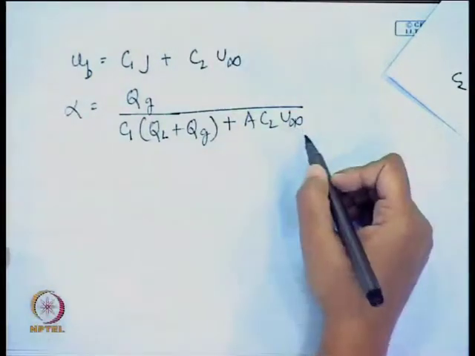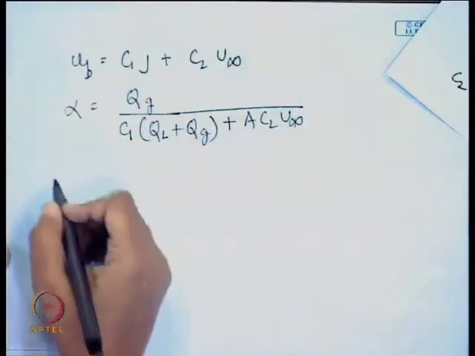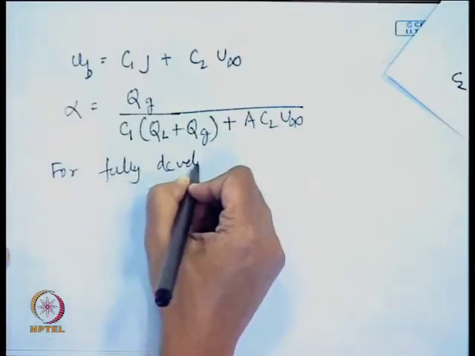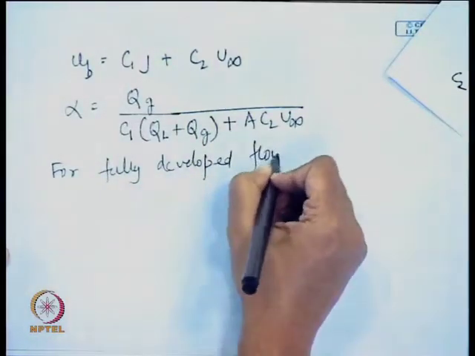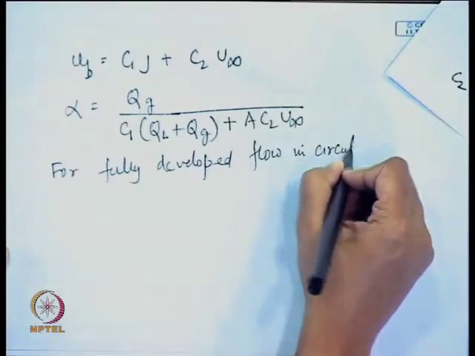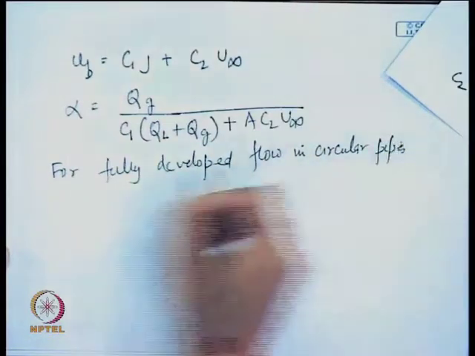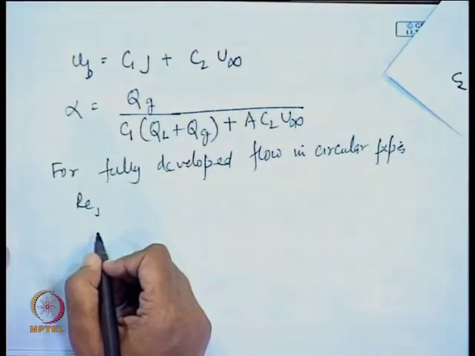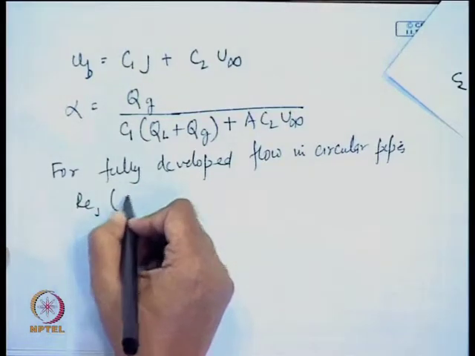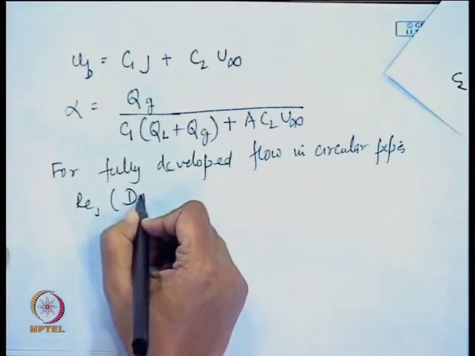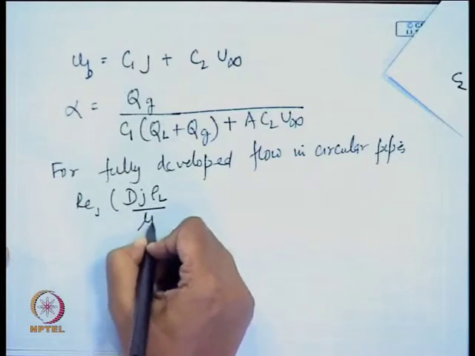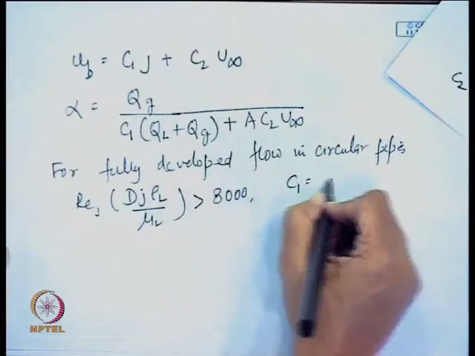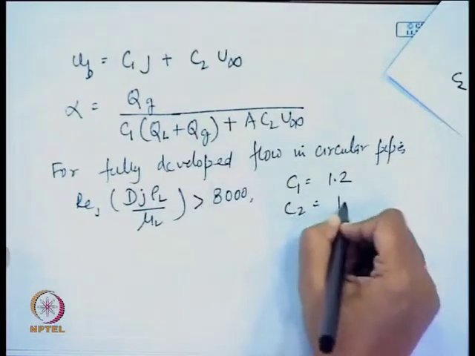Okay? So, this is the final expression that we get. Now, usually it has been observed that for fully developed flow in circular pipes, when Re_J, remember, this is the liquid flowing at velocity J, or in other words, D J rho L by mu L, is greater than 8000, normally we get C1 equals 1.2 and C2 equals 1.0.